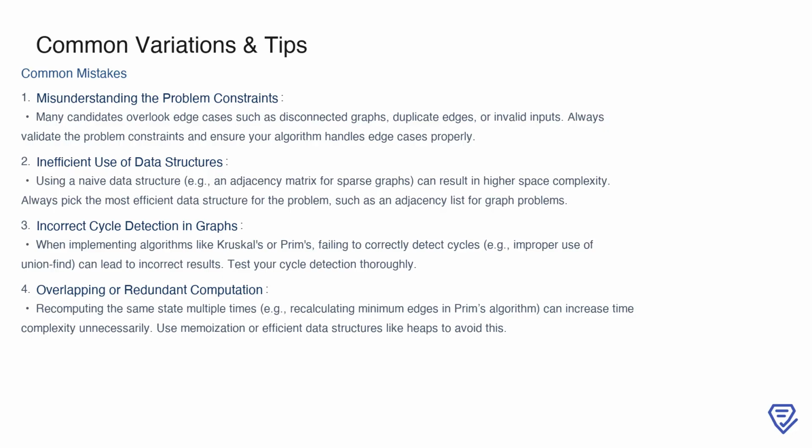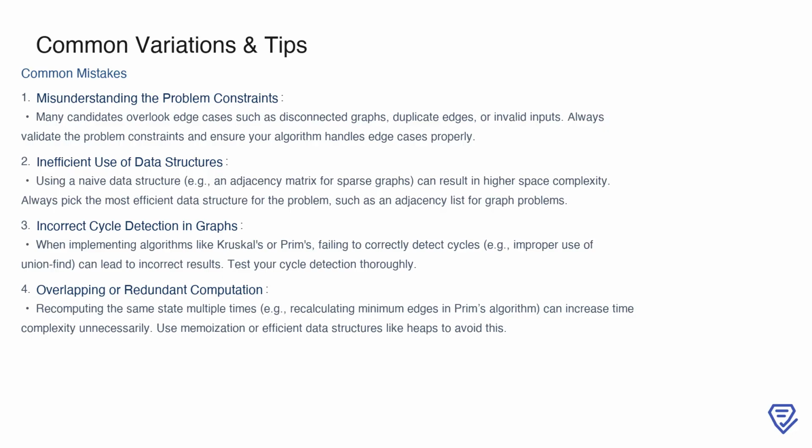Another common issue arises from the inefficient use of data structures. For sparse graphs, using an adjacency matrix might unnecessarily increase the space complexity, so it's better to use an adjacency list. Additionally, cycle detection is a critical part of algorithms like Kruskal's or Prim's. If the union-find structure is not implemented correctly, it can fail to detect cycles, causing incorrect results.